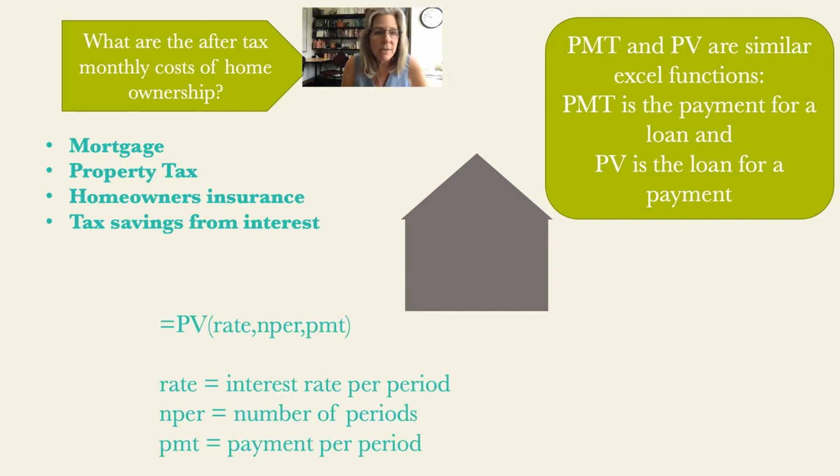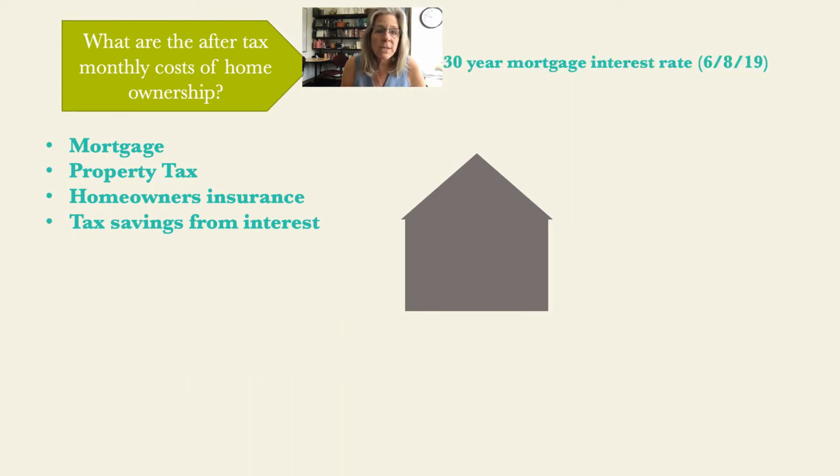So for us, we know the payment we want to make, which is $2,500. So we're going to use the PV function to figure out what loan amount that equals. Now, what we'll need to do is figure out these particular parameters in the function, which are the rate, the interest rate per period, the number of periods, and the payment per period. Remember, I told you we wanted to pay $2,500 a month, so we already know that value. The thing we don't know is the interest rate.